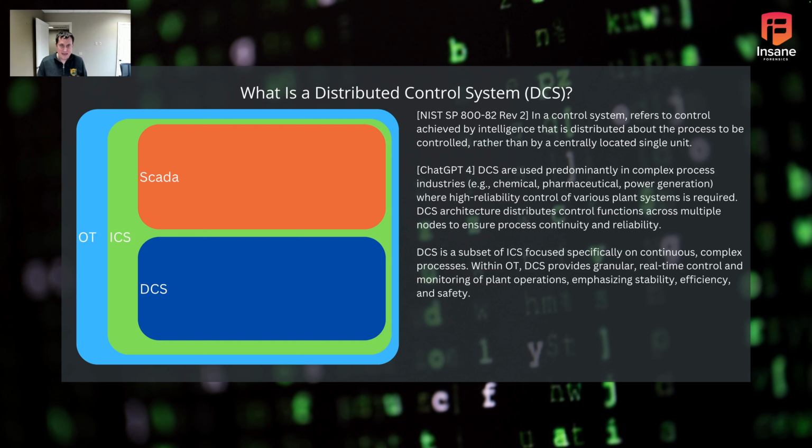This is often used, if you look at GPT, in very specific complex process industries: chemical, pharma, power generation, where that reliability matters, right? You build a DCS system, you put together this combination of hardware and software to really make sure that what you're doing is done very precisely, very reliably, with a lot of continuity. It's a subset of ICS, right? Because it's dealing with that very discrete, continuous, complex process, granular, real-time control, plant operations type deal, right?